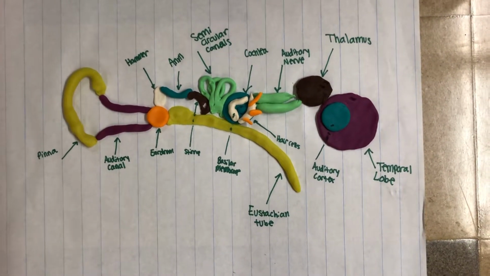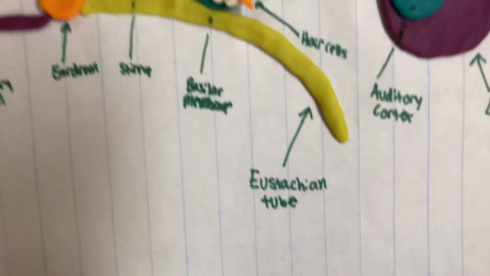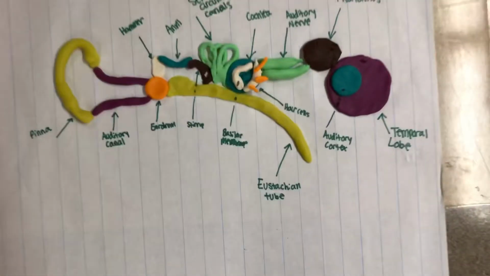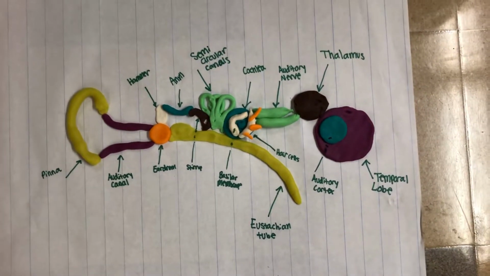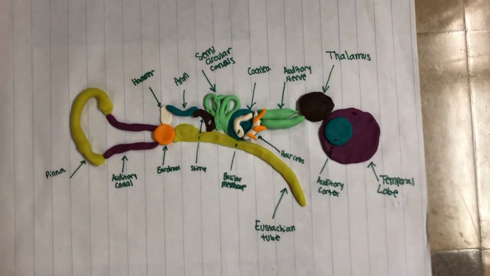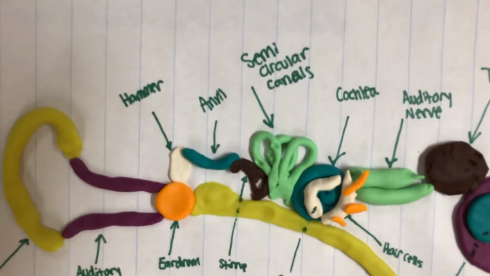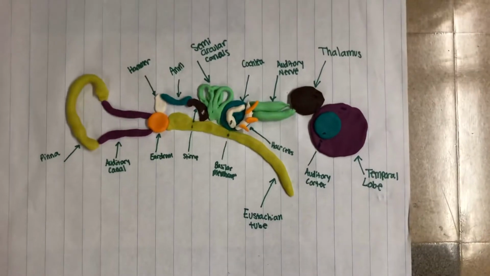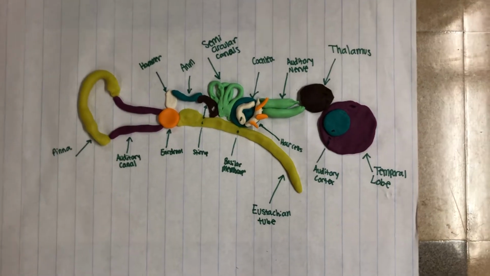The Eustachian tube is a tube that connects the middle ear to the back of the nose. It equalizes pressure between the middle ear and the air outside. The semicircular canals are 3 loops of fluid-filled tubes that are attached to the cochlea and inner ear. They help us maintain a sense of balance.